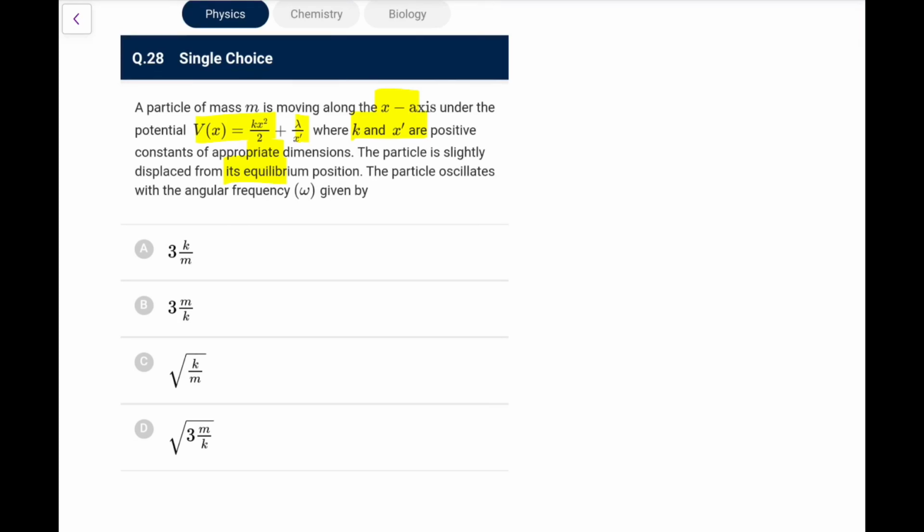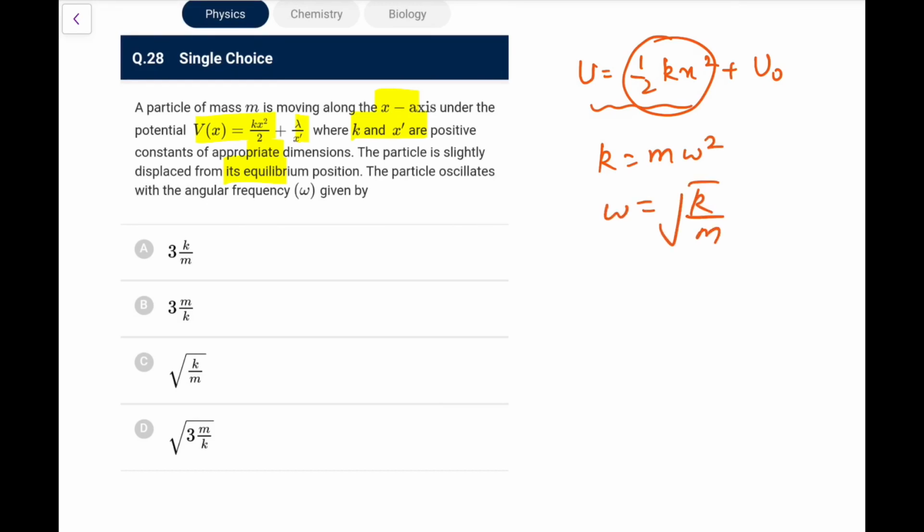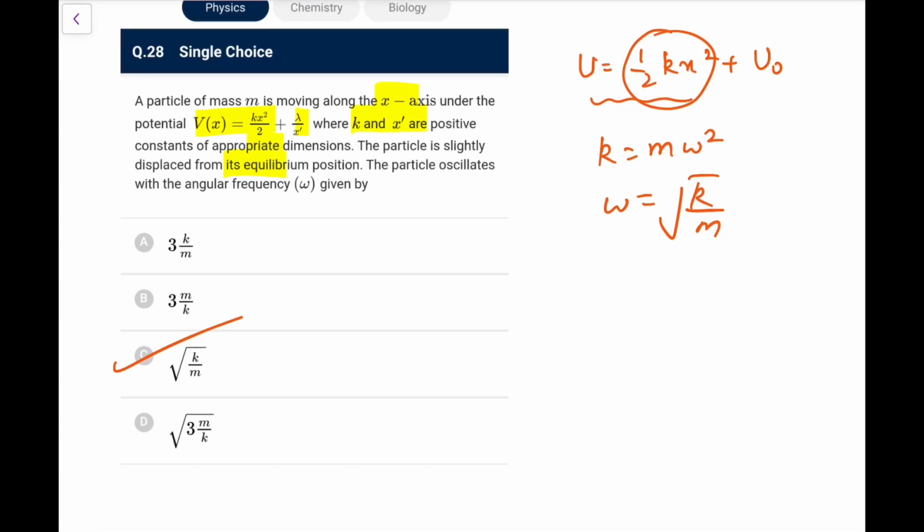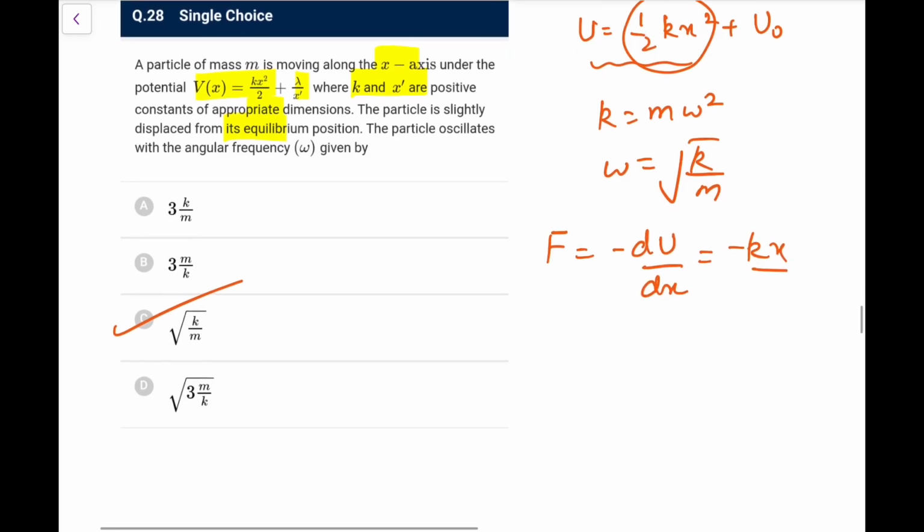So what we can say is U here is given as half kx square plus some constant, let's say U naught. So it doesn't matter. Basically the energy that is varying is half kx square. So I can directly say this would be the normal SHM function, and this k would be equal to m omega square. So omega would be equal to root of k by m. I can directly go for that because that constant term won't do anything. Otherwise the best thing would be to differentiate: F is minus dU by dx, and again you will get it as minus kx, and you can interpret from there.